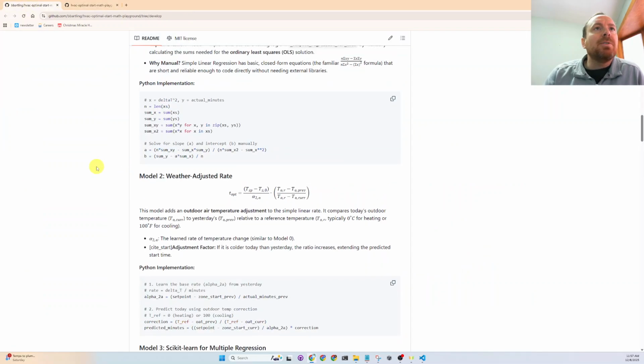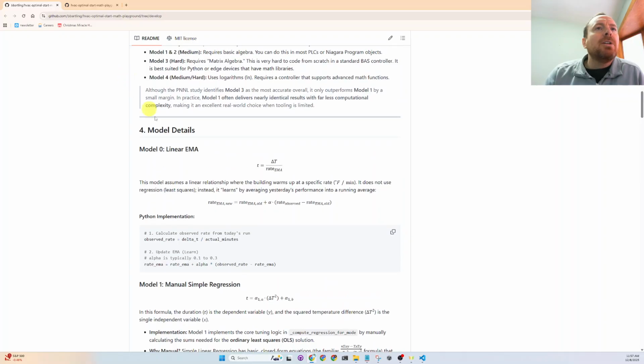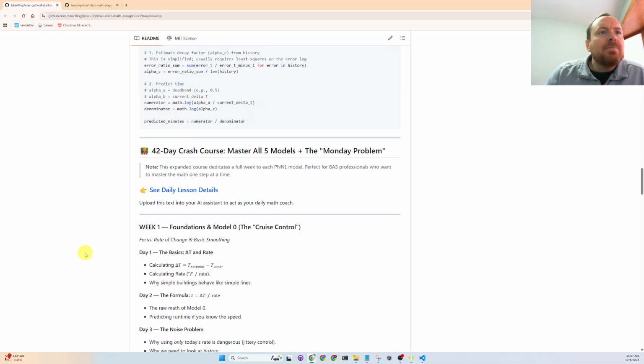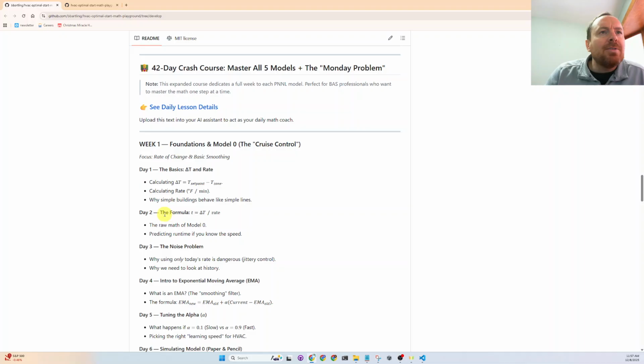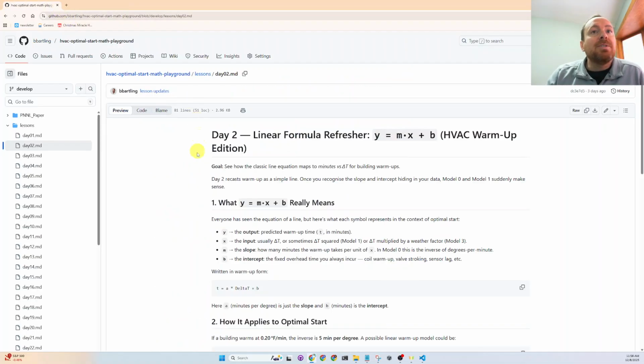Jumping around here on the repository, we're still in this delta temperature and calculating a rate. Going down here, this will be the lesson. Day 2, the formula: T equals the delta temperature, which would be the zone and the zone set point difference, and the rate of change in time. So we look at some of the raw math and predicting the runtime if you know the rate. Let's jump into the specific lesson.